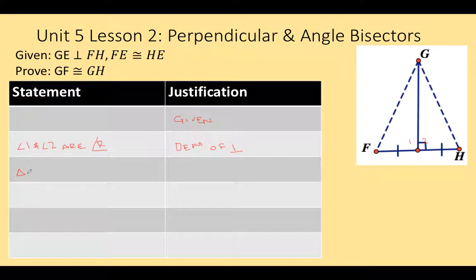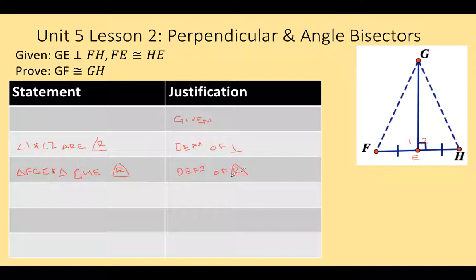So triangle FG, let's see, I believe this was supposed to be an E. So triangle FGE and triangle GHE are right triangles. How do I know they're right triangles? Well, this would be by the definition of right triangle.